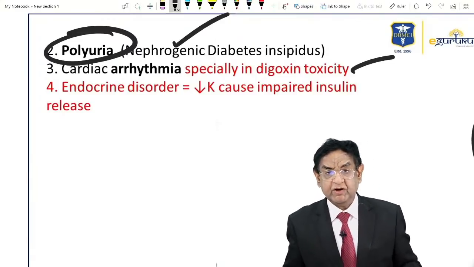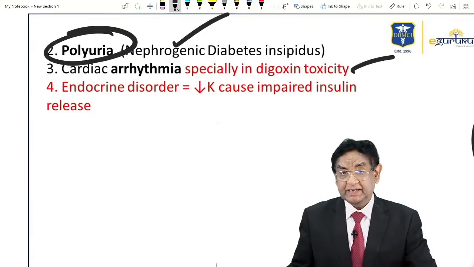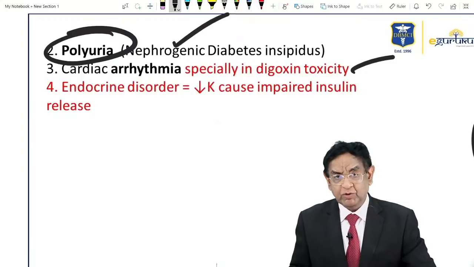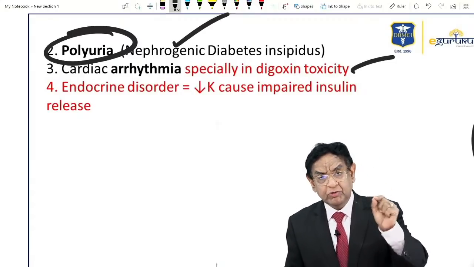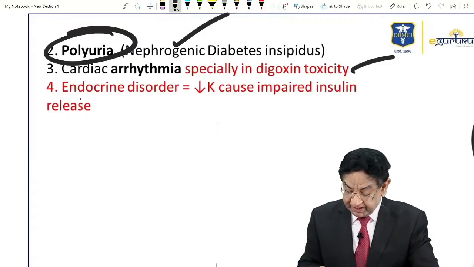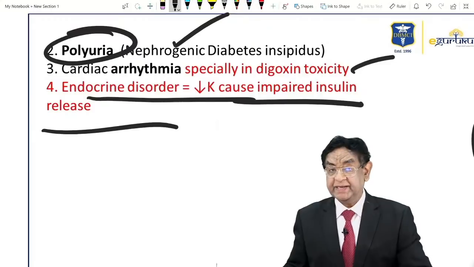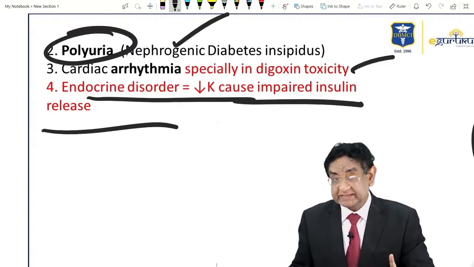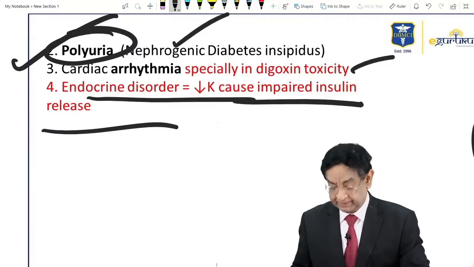Arrhythmias are very common in these patients. Why? Because remember, in the very beginning I told you potassium, whether high or low, has cardiac toxicity. And one more thing, not known to 99%, severe hypokalemia can induce impaired insulin release. Can be there in some cases, if not all. But this is a very, very important point.